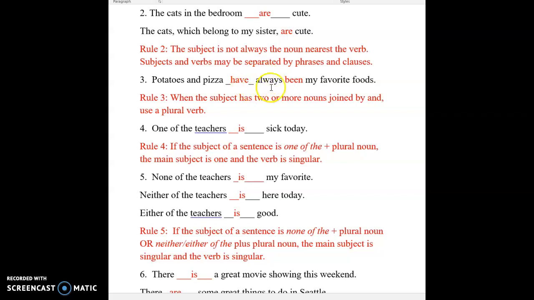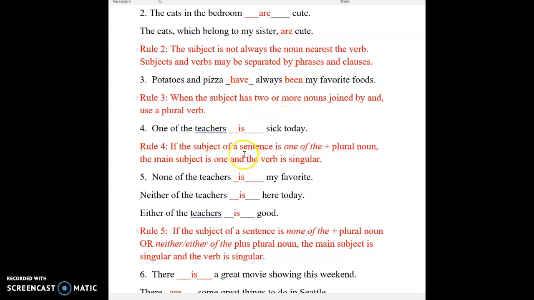And notice this word always. That's usually, you can use that for present perfect because it indicates from the past time, like maybe when I first had potatoes and pizza or when I was a child, up to now.